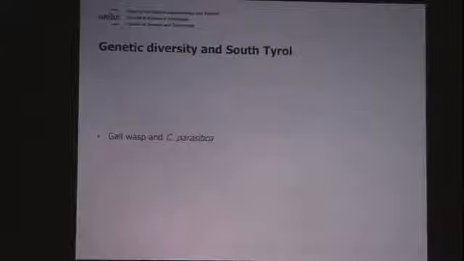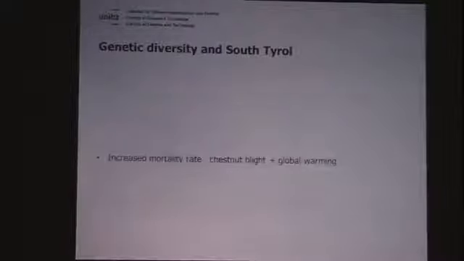And we also know that recently the gall wasp was introduced in South Tyrol, and another study showed that abundant galls produced by the gall wasp can serve as an entry point for this fungus. So basically, another opportunity for this fungus to grow. Another study showed an increased mortality rate in South Tyrol. This was because of a combined effect of the chestnut blight pathogen and global warming, because global warming directly influences the epidemiology of the pathogen. Increased temperature means more possibilities for the fungus to grow.